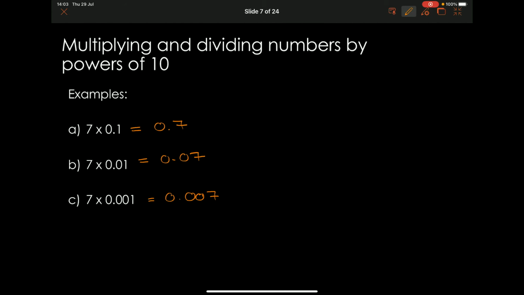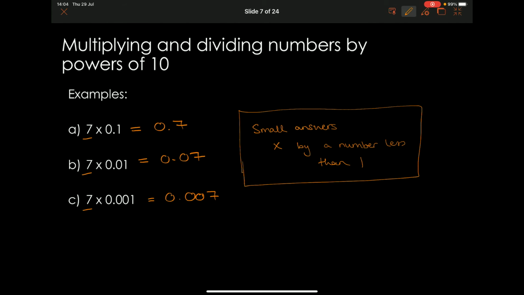Okay, so very simple. What about these ones? So we've done some multiplication here. You've got 3 answers that are all very small, because you are multiplying by a number that is less than 1. Now, when you do that, your answer becomes smaller than your starting number. So it's good to remember these.